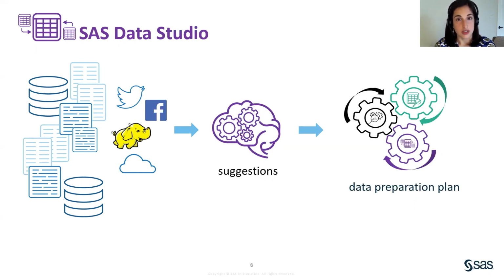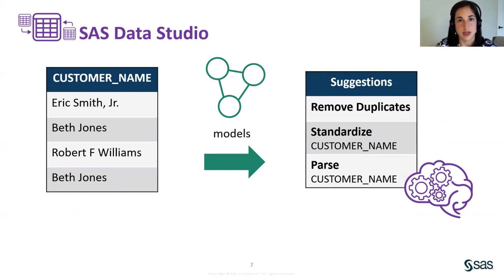The really cool feature of data preparation plans that is new to SAS Data Studio 2.5 is the suggestions feature. Suggestions can work with your source data and suggest possible transforms that you could then include in a data preparation plan. So for example, let's look at this customer name column. Using the suggestions feature, a series of models are run against this column and the data is analyzed, and then possible transforms are suggested to you. So for example, we might get the remove duplicates transform or the standardize or parse transform, and then we can choose which ones we want to include in our data preparation plan.